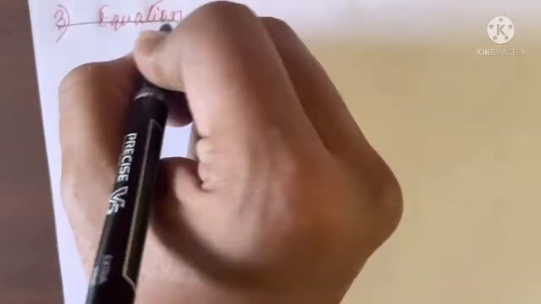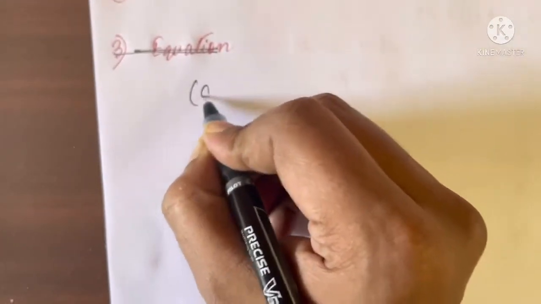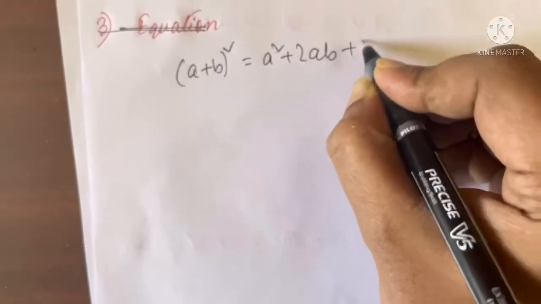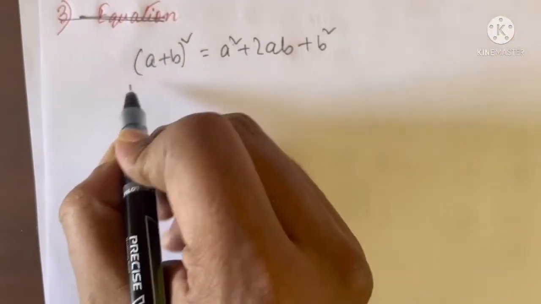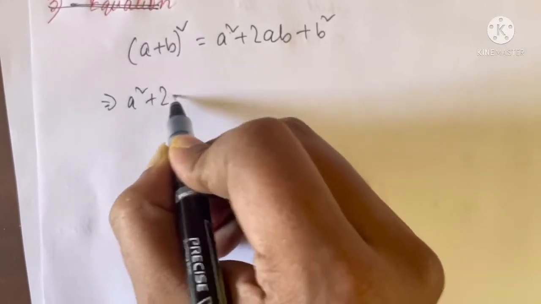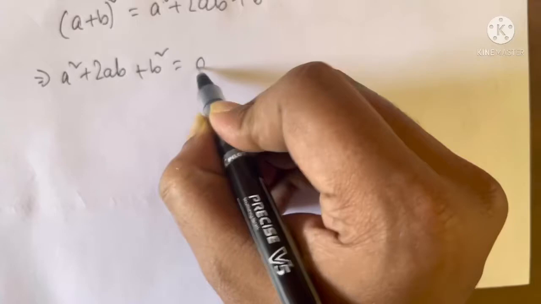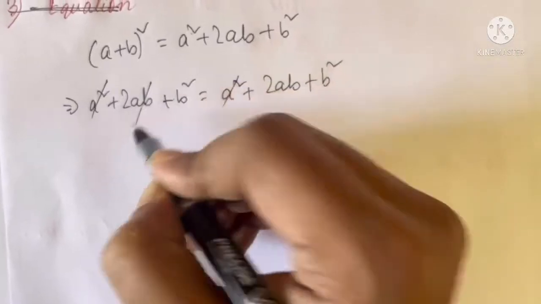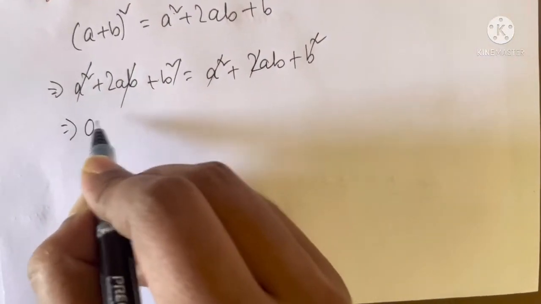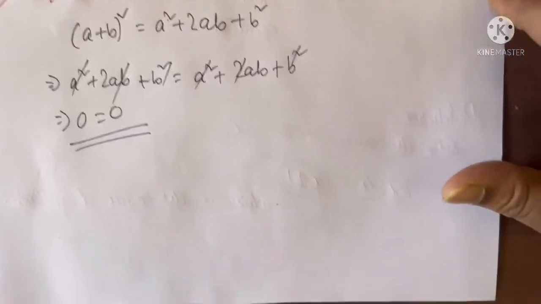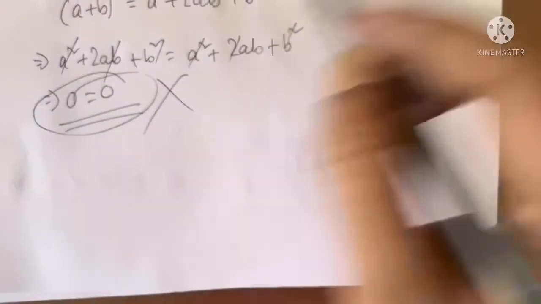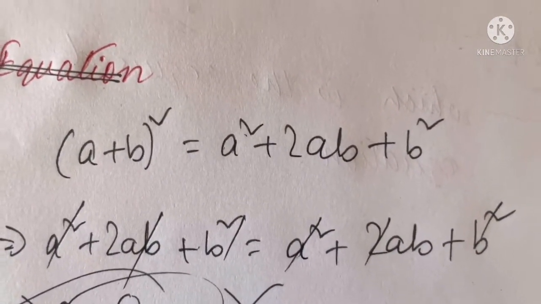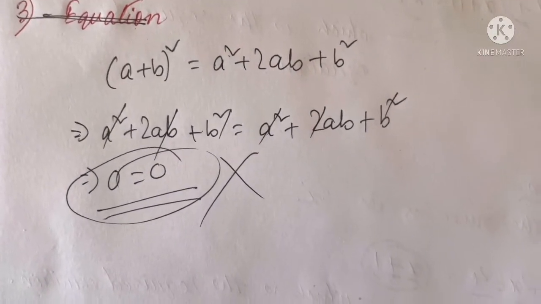Okay, let us try one example. Suppose I want to solve a plus b whole square equal to a square plus 2ab plus b square. How to solve? The a plus b whole square formula is a square plus 2ab plus b square, equal to a square plus 2ab plus b square. Now what happens? Everything will cancel out because they are the same, and ultimately we will get 0 equal to 0. So can you solve this equation? No, you cannot solve this equation because this is not a solution. So therefore this statement becomes an identity.